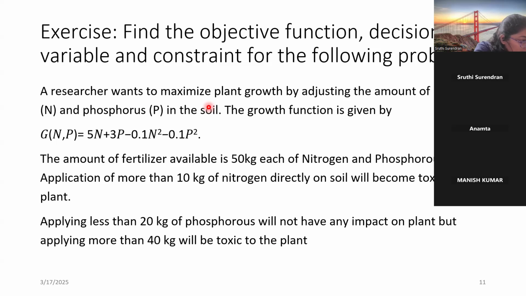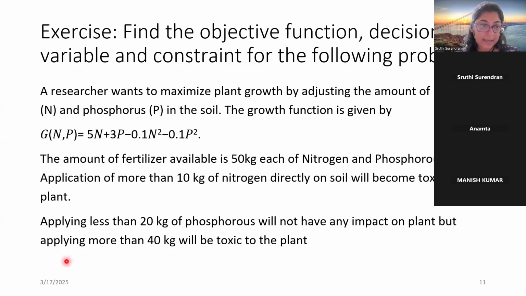Okay. So P should be greater than 20. Okay, then N should be less than 10. Okay, somewhat. So here they have said that totally there is only 50 kg of nitrogen, 50 kg of phosphorus. They have also said that more than 10 kg of nitrogen is going to be toxic. So the maximum that you can apply is 10 kg. In case of phosphorus, applying less than 20 kg is of no use. So minimum you need to apply is 20, but maximum you can apply is 40.